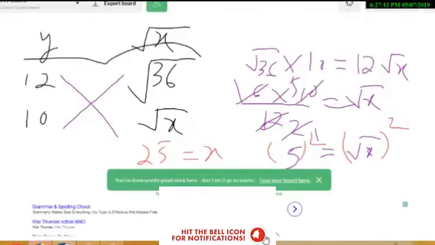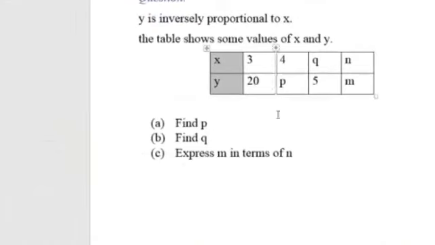Now this is our last question. Here the table is given. Look here how to find. Question is y is inversely proportional to x. Okay, it's better to use the formula method here. It's up to you. You can also use the without formula method. Okay, let me use without formula. So y is inversely proportional to x. So let me write this information here.